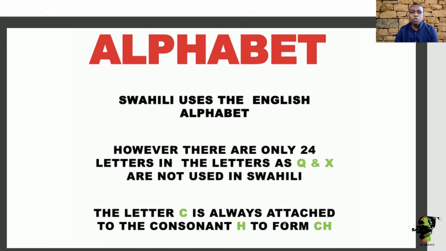For example, church, ch, chariot, and the famous word chai. So that is very important. Just to recap on that, Swahili uses all the English alphabet apart from the letters Q and X, and the letter C is always attached to an H to form the ch sound.